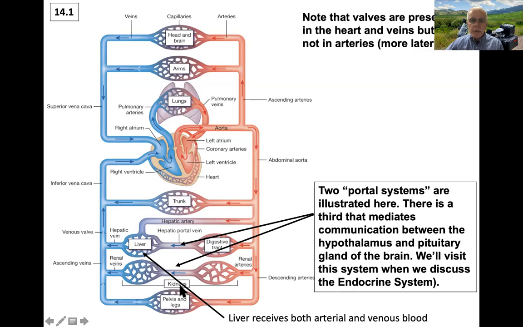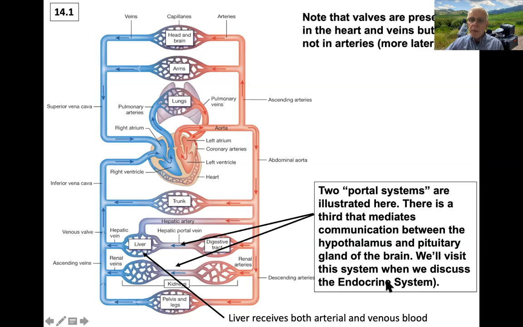So you can see the artist has said kidneys and then bracketed this. There's two portal systems. And again, when I get to the kidneys, I'll show you how that portal system functions when we discuss renal physiology. And then down below is just another generic cartoon to illustrate a classic arterial, capillary, venule, and venous type system. These are two portal systems. We'll see another one when we look at the endocrine system.